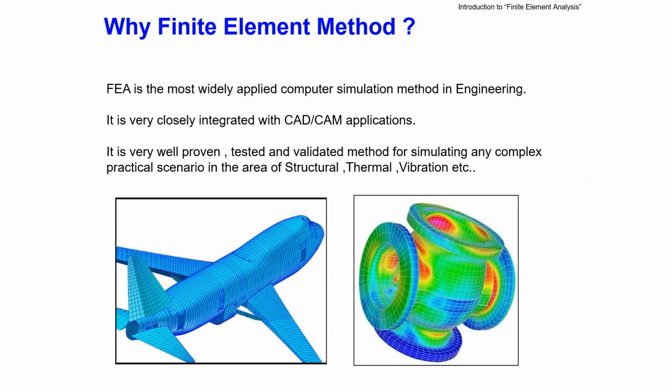And why finite element method? Why do we use finite element method? Because FEA is the most widely applied computer simulation method in engineering. It is very closely integrated with CAD/CAM applications. It is a well proven, tested, and validated method for simulating any complex practical scenario in the area of structural, thermal, vibration, etc. We can see the FEA of an aeroplane and also a valve. So in all these areas, finite element analysis can be used. It is a very popular method.